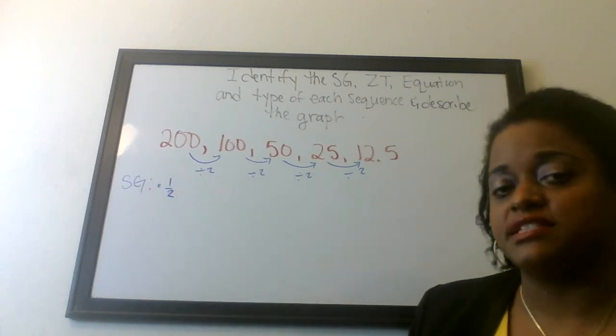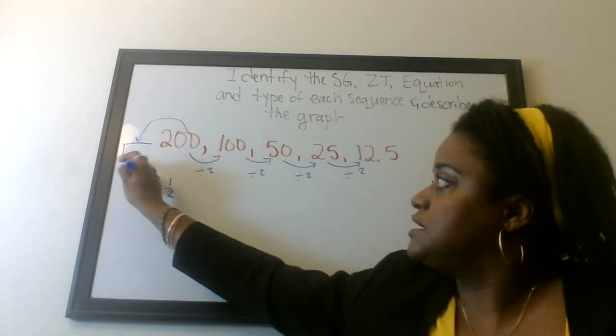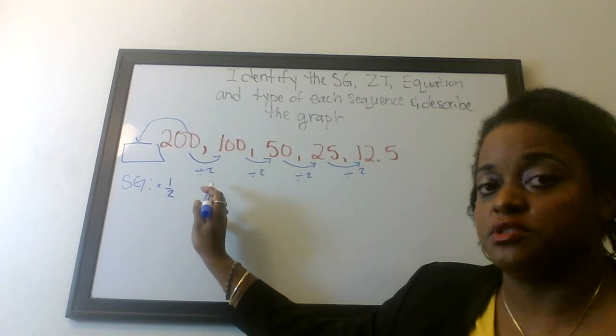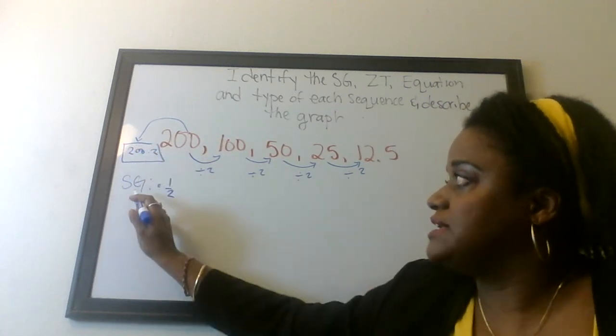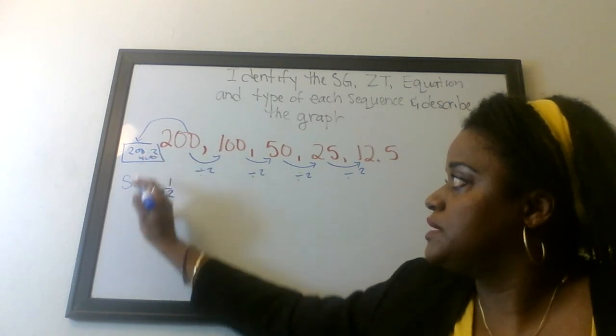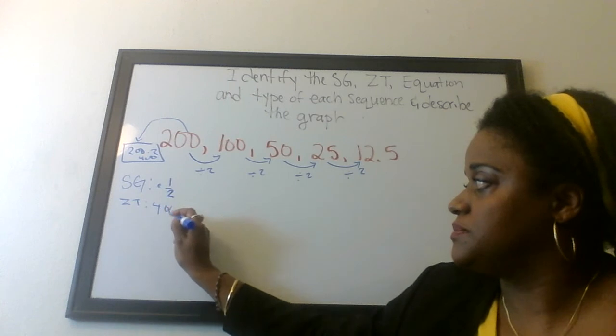Okay? Now let's find our zero term. Our zero term will be this number and then the opposite of our sequence generator. So we'll do 200 times 2. And that is 400, right? So our zero term is 400.